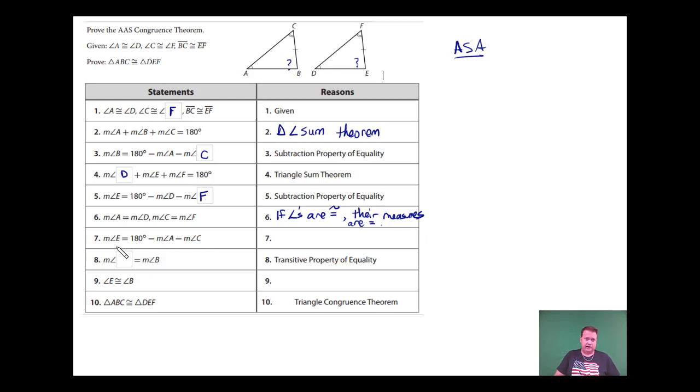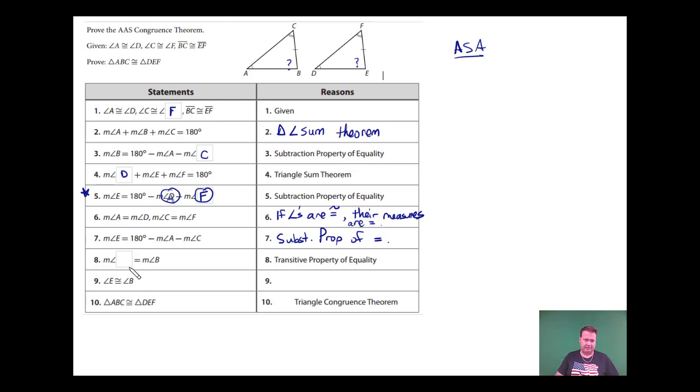Now let's take a look here. We had 180 minus the measure of angle D minus the measure of angle F. Well, look, the measure of angle D is the same as the measure of angle A. So I want you to picture that there's kind of an A right there. And I already know that F and C are the same, so I want you to picture a C right there. And that's what this is. All we've done is taken this statement right here and substituted in place of D and F. I replaced it with an A and a C. So that's just the substitution property of equality.